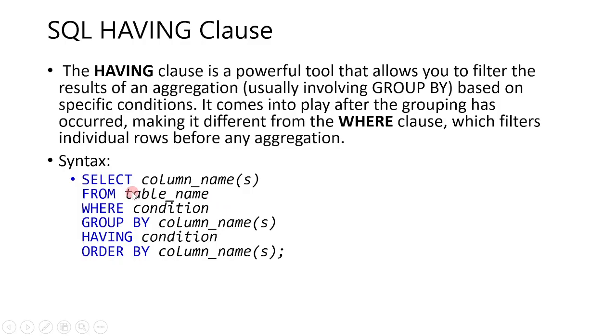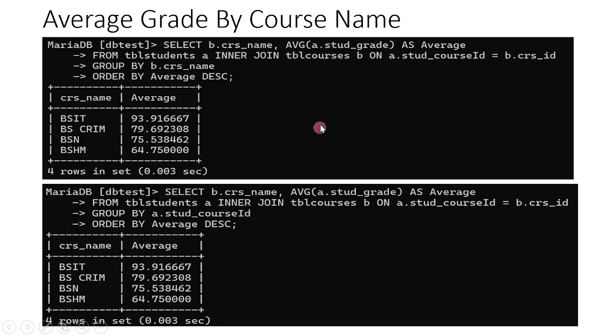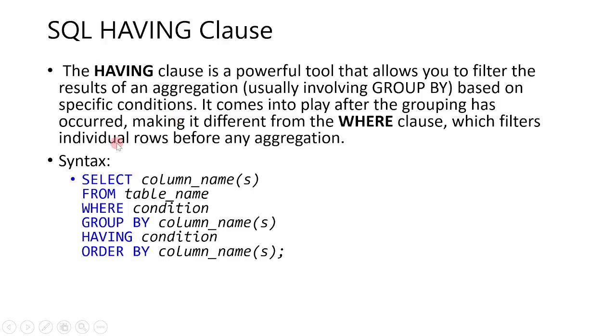Okay, then the result, for example, in our example here, the aggregation happens here with the average and the group by. Okay, and this is the result. Now if I want to filter the result of this aggregation, I'm going to use a having clause.